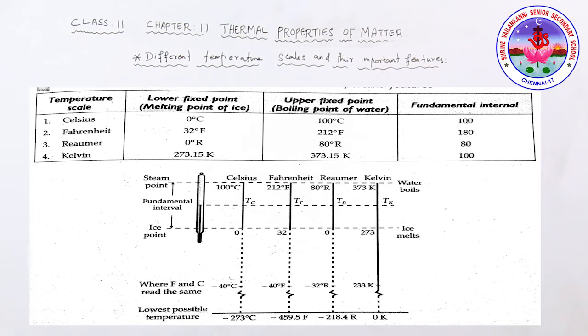Fahrenheit, minus 459 degrees Fahrenheit. And for the Réaumur thermometer, we can say minus 218. For Kelvin, the lowest possible temperature, 0 Kelvin. Right, so these are all the different temperature scales and their important features you must know.